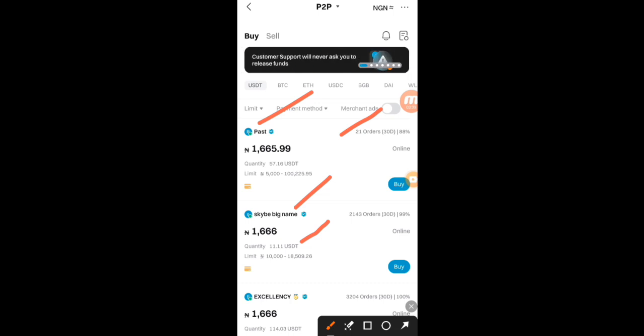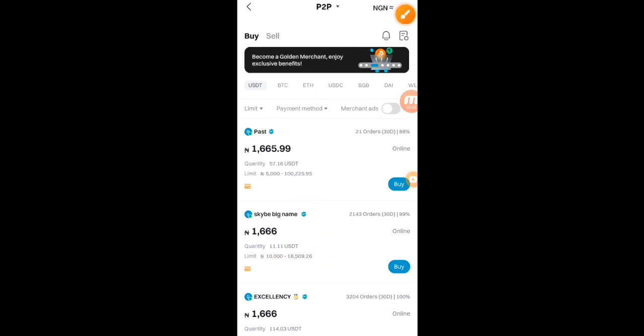And also, even if I'm to buy only $10, the person is saying that even if he has 1 million USDT, the limit you can buy in Naira is this: you cannot buy less than 10,000 Naira worth of USDT, or anything more than 18,000 Naira. That means if you want to buy a higher amount, he's not ready. That's it. So I leave him.